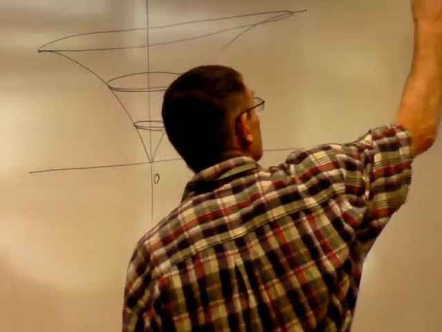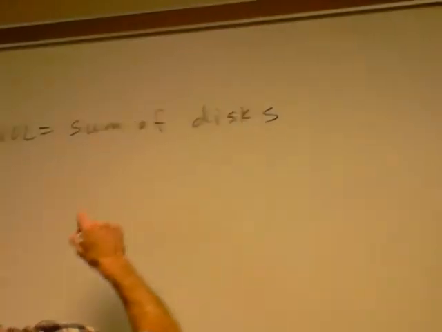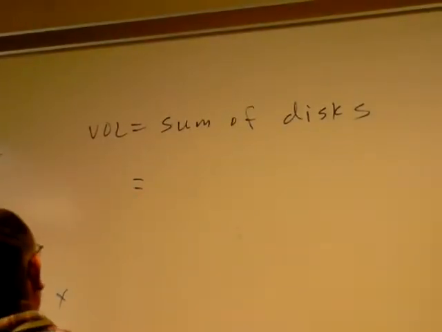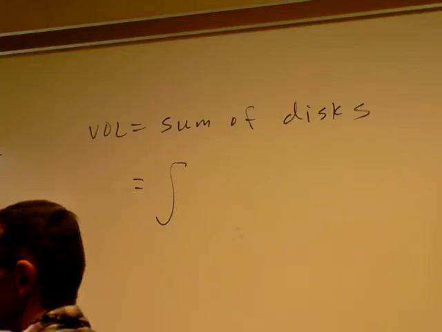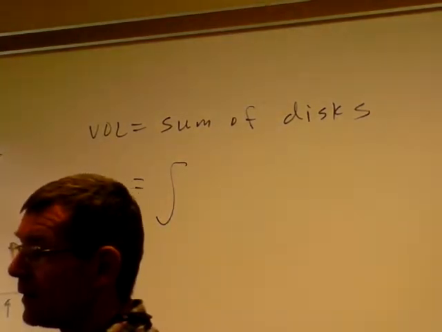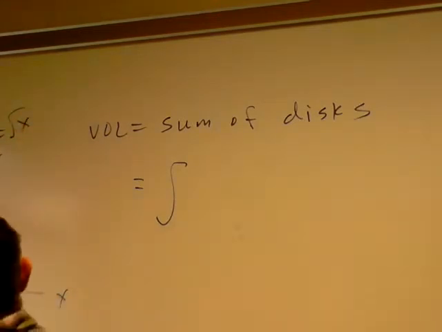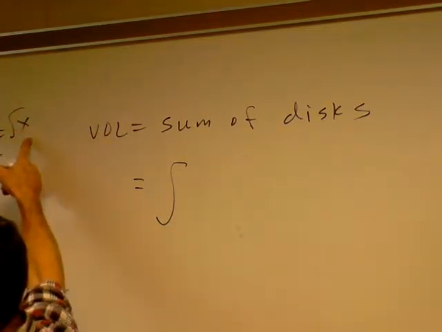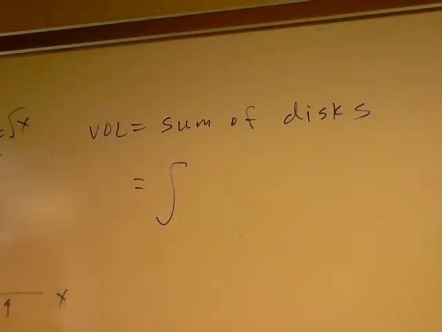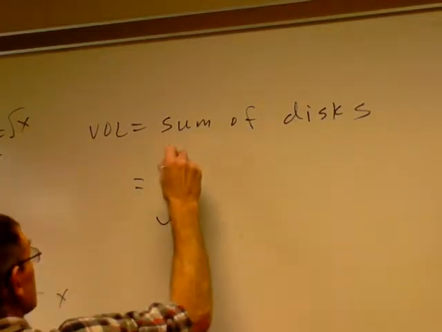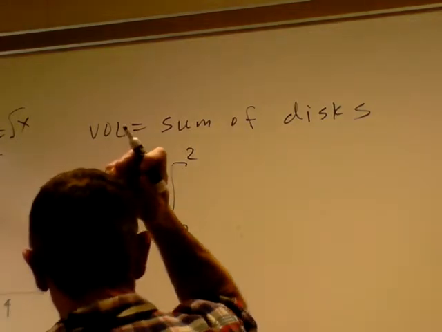So volume equals sum of disks. And so it's going to be an integral. What's the integral going to be? Not from 0 to 4, but 0 to whatever that is. 0 to f of 4. So if I plug a 4 in here, y is going to be 2. So the integral goes from 0 to 2. Okay?